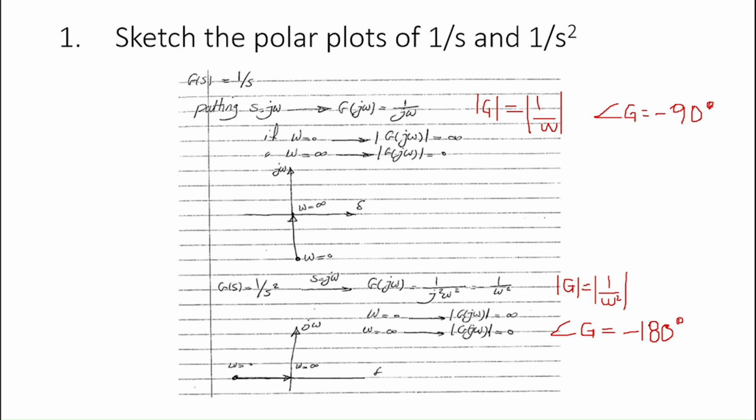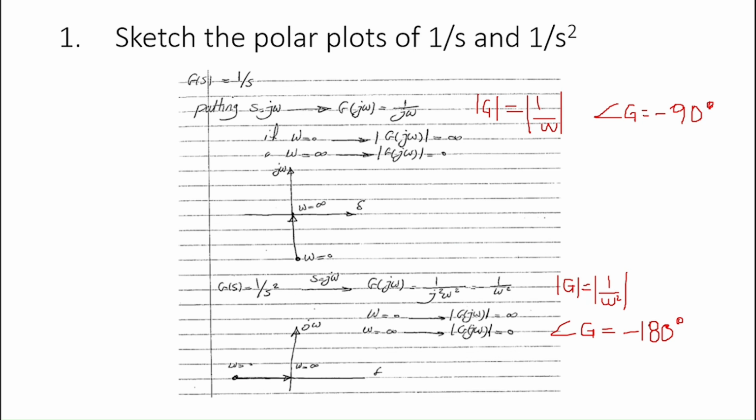So question number 1 is to sketch the polar plots of 1 by s, 1 by s squared, right? So currently the transfer functions are given in the s domain. What we'll need to do is to convert that into j omega form or into complex form, right? So to do that, we directly substitute j omega in place of s, right?